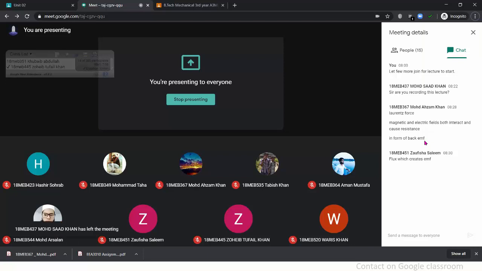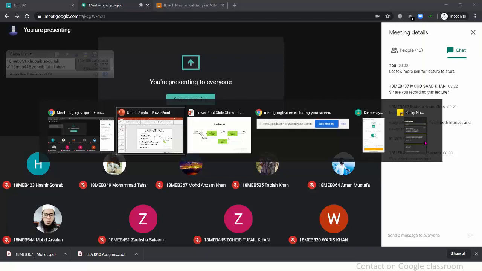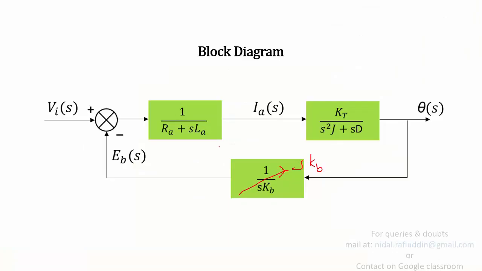Well, why I asked you these questions is that I want to explain the importance of this block. Because in the next topic, I'll talk about the field controlled DC motor. In that case, you will observe that there will be no feedback coming in the form of this particular block. So there you'll see that the block representation is an open loop representation, while in the case of the armature controlled DC motor, you have a closed loop representation of the system.